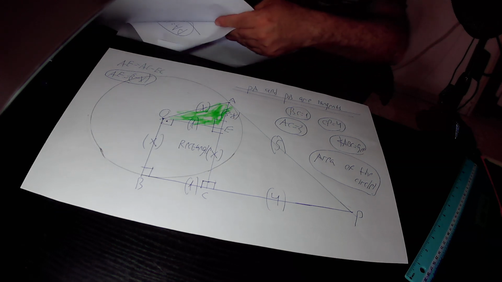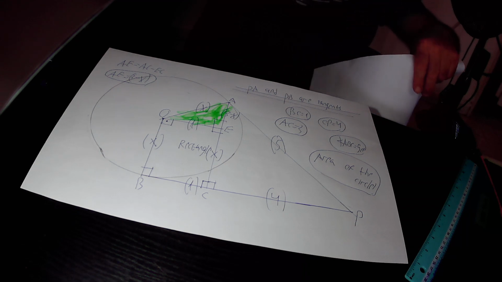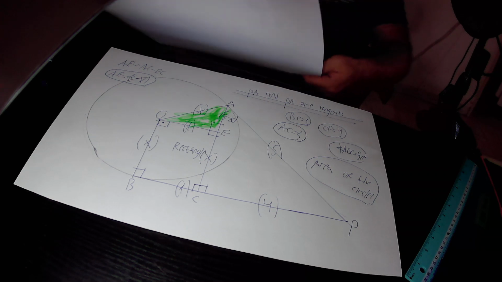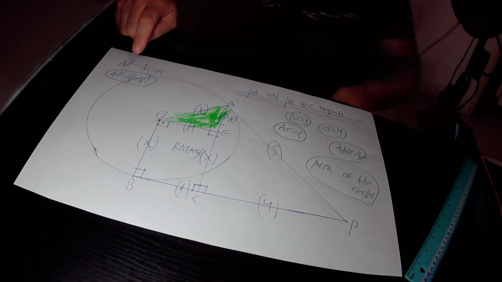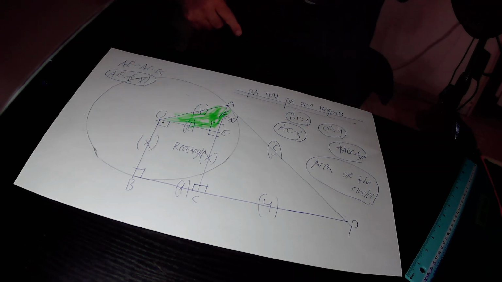In the next step, we defined the center of this circle. This point is point O. And we also defined the radius of this circle as x. Then we join points O and B together by a straight line.